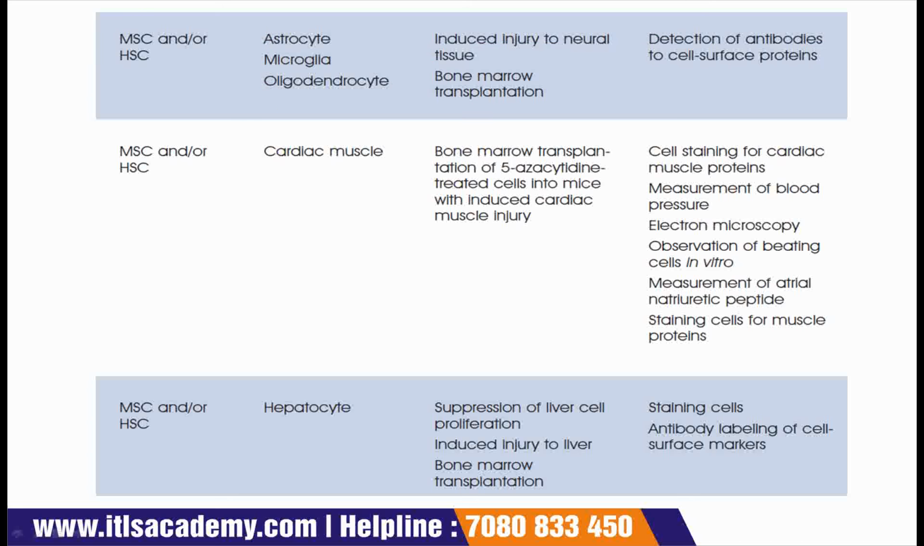Next muscle is cardiac muscle and condition is bone marrow transplantation of 5-azacitidine treated cells into mice with induced cardiac muscle injury. Conditions are cell staining. Staining is a process of coloring something. Here we are going to color cells.